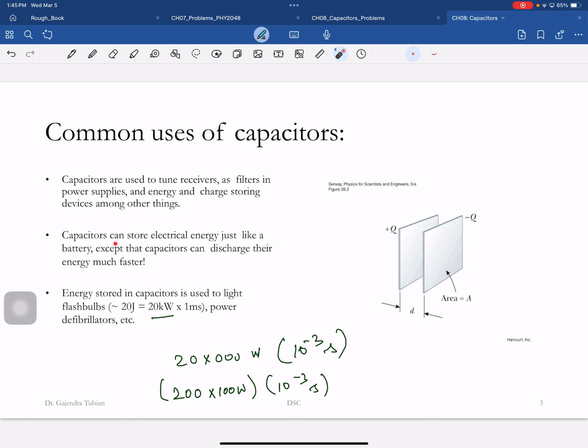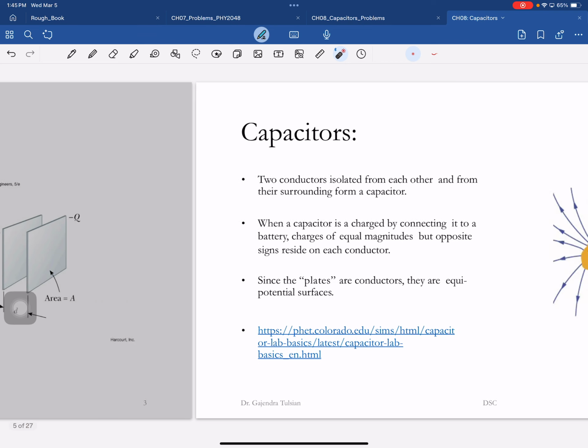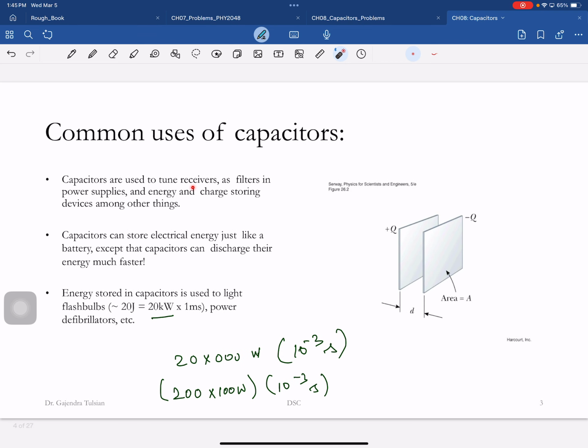So capacitors can store electrical energy just like a battery, except that they can discharge it very, very fast. They're used in tuning receivers. We'll talk about this when we do AC circuits, filters and power supplies, and energy and charge storing devices.